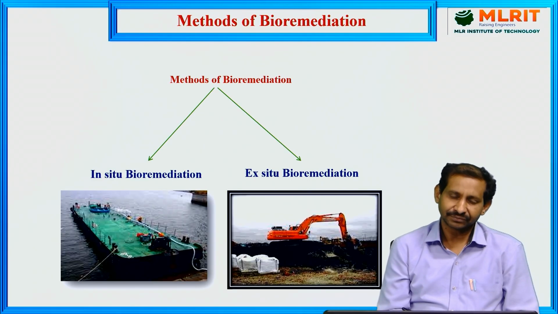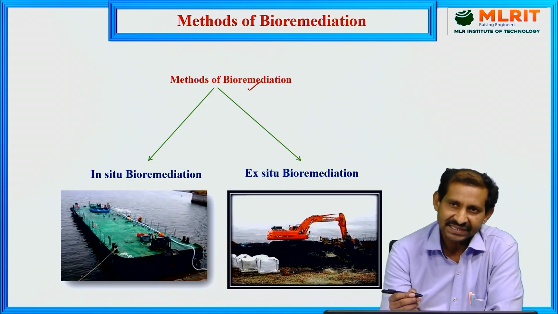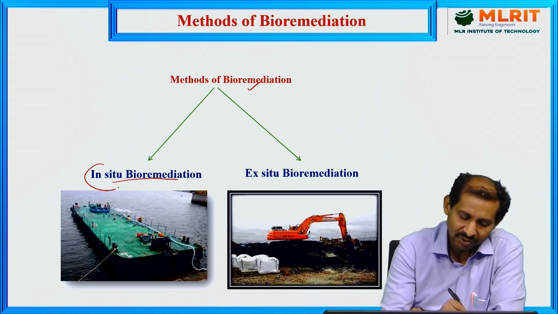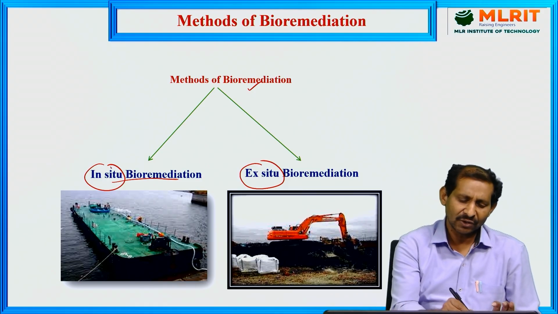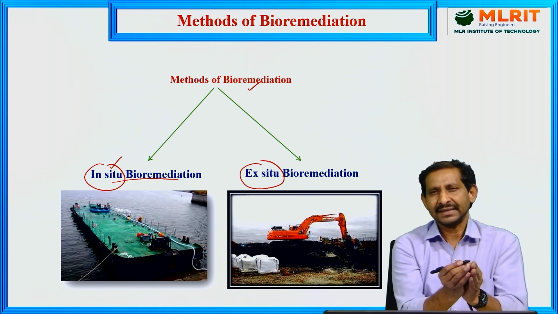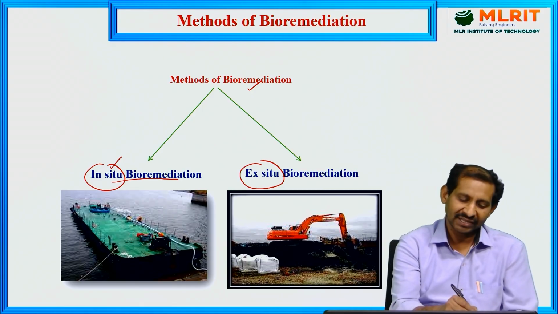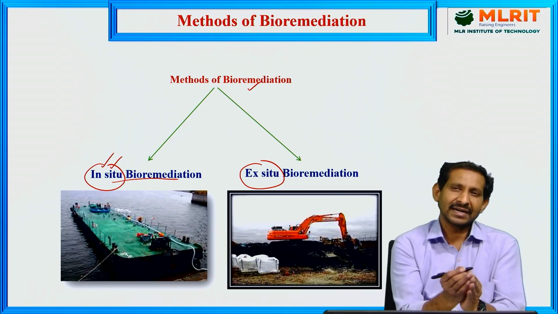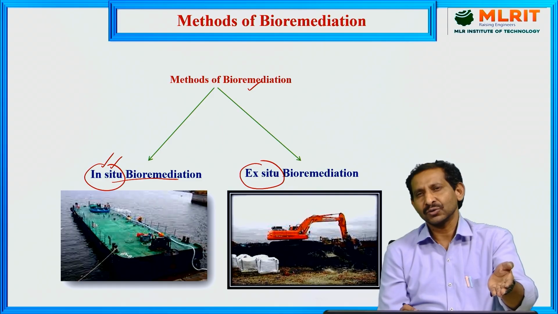Now coming to the methods of bioremediation. Methods of bioremediation is simply the classification of bioremediation. There are two types: one is in situ bioremediation, and the second one is ex situ bioremediation. In situ bioremediation means the contaminants or pollutants are treated at that site, in that place. For example, if pollutants or contaminants are in one place, the remediation is carried out in that same place using microorganisms.